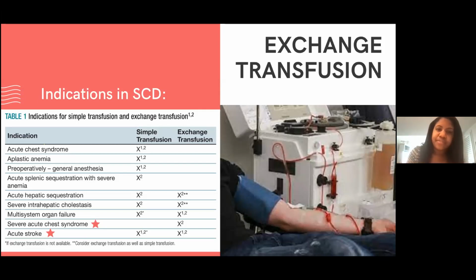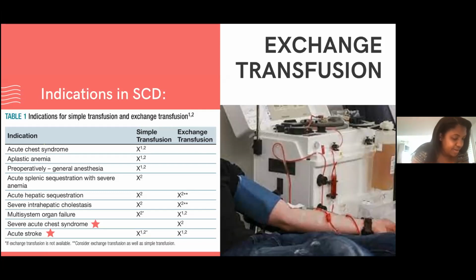So here on the left side of the slide, I just have some indications for both simple and exchange transfusions, and I put stars next to the absolute indications for exchange over simple transfusion. You have that risk, as I mentioned before, of hyperviscosity, and so exchange transfusion actually eliminates that, which is nice. So severe acute chest syndrome, you would basically only use exchange transfusion. And then stroke is another indication for exchange transfusion as well.